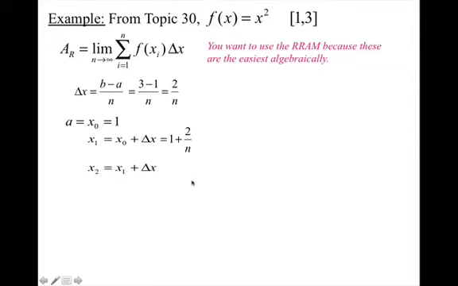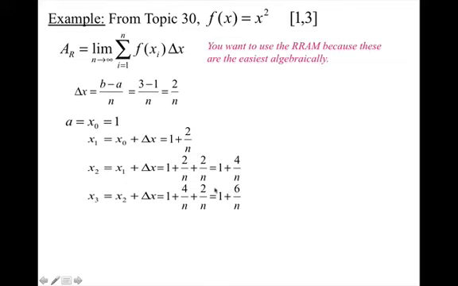Now to get x sub 2, I do the same thing. Add the change of x to the previous x value. So when I do that, I get the previous x value plus 2 over n, and I can reduce that to 1 plus 4 over n. Then I'm going to do it again, x sub 3, to get 1 plus 6 over n. Basically, you keep doing this until you see a pattern. Then you can write x sub i.